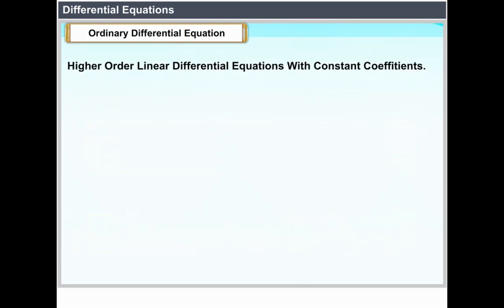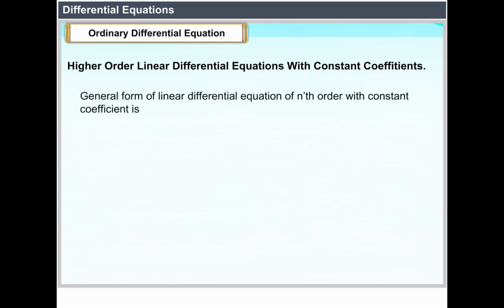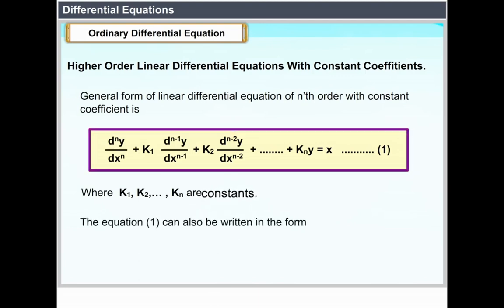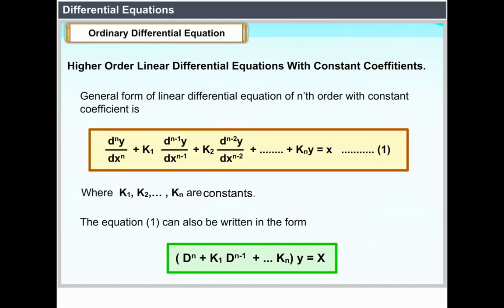Higher order linear differential equations with constant coefficients. A general form of linear differential equations of nth order with constant coefficient is d^n y/dx^n + k1 d^(n-1) y/dx^(n-1) + k2 d^(n-2) y/dx^(n-2) + ... + kn y = x, called equation number 1, where k1, k2, ..., kn are constants. Equation 1 can also be written in the form (D^n + k1 D^(n-1) + ... + kn) y = x.